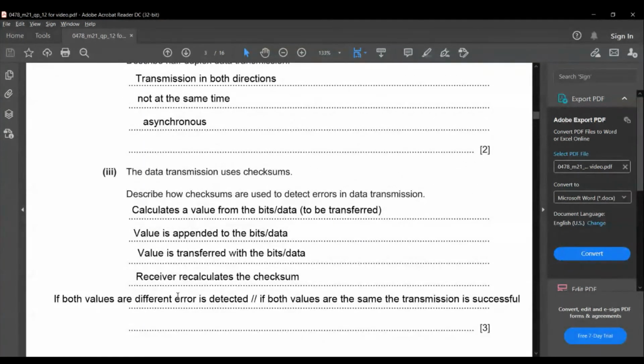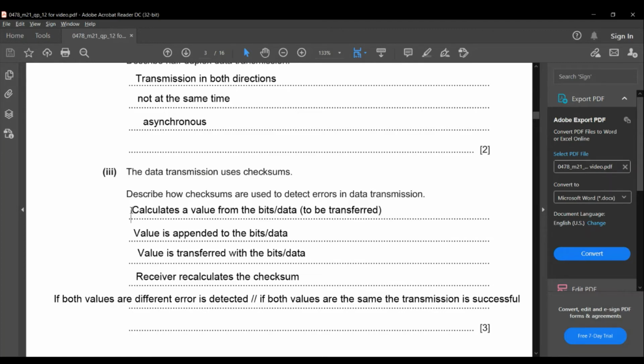The next subdivision is the data transmission uses checksum. Describe how checksums are used to detect errors in data transmission. So checksum calculates a value from the bits which are going to be transferred. The value is appended to the bits or data. The value is transferred with the bits or data. When the data is getting transferred, the checksum also gets transferred. So the receiver recalculates the checksum.